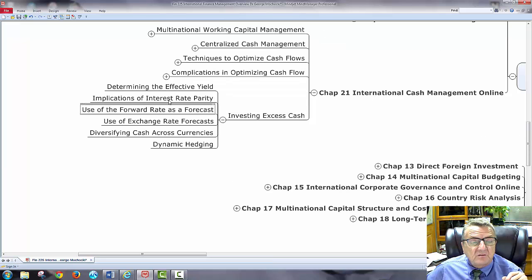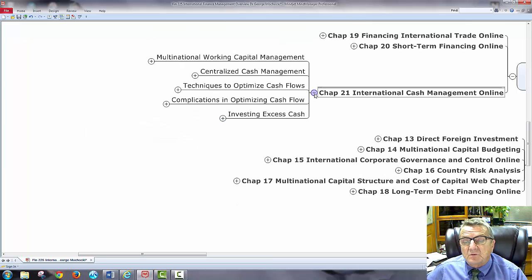Investing in cash flow, determine effective yield when I cash it in. Implication of interest rate parity. What's the difference when I bring the money in? Parity and exchange rate tie in together. Use a forward rate as a forecast of the exchange rate. Diversifying cash across different currencies. Dynamic hedging. Okay, so I took care of chapter 21.